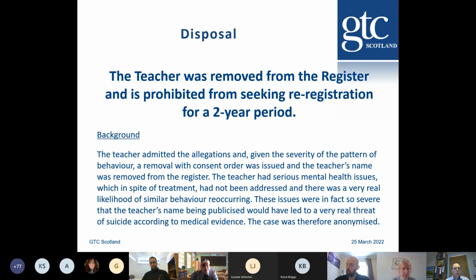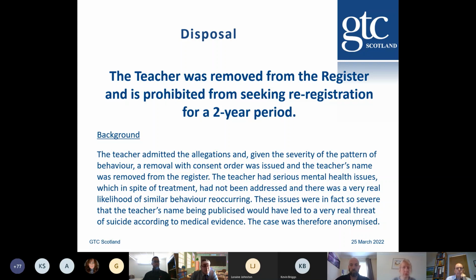That likelihood of reoccurrence is a crucial consideration in all cases, because if that likelihood is still there, then learners are still at risk of harm. And a disposal or a decision has to be reached that protects and is seen to protect moving forward. Not just learners, but also protects the reputation of the profession. And that's why the disposal was so severe in this case.